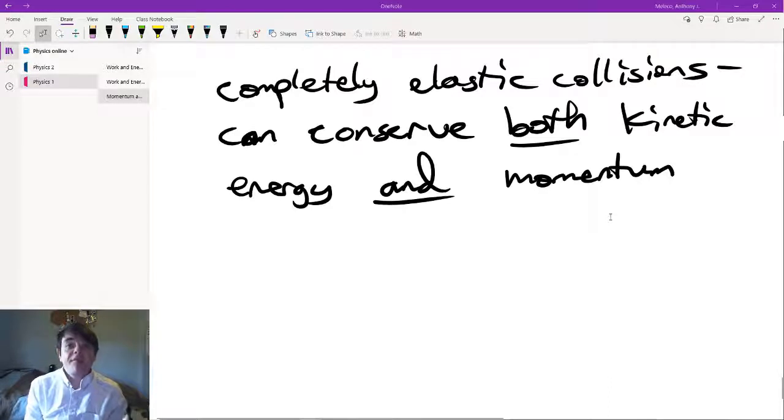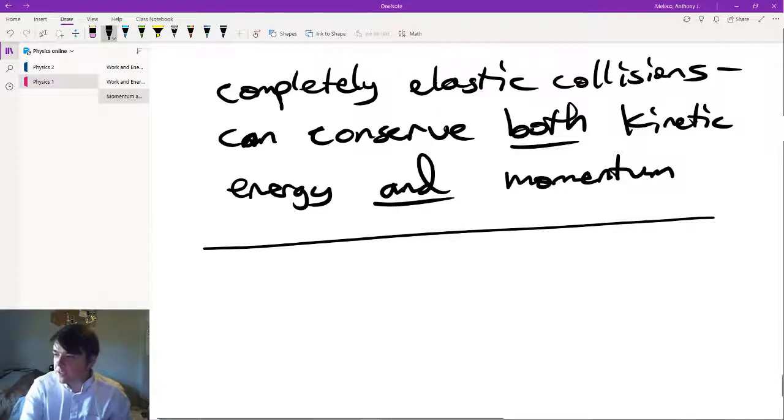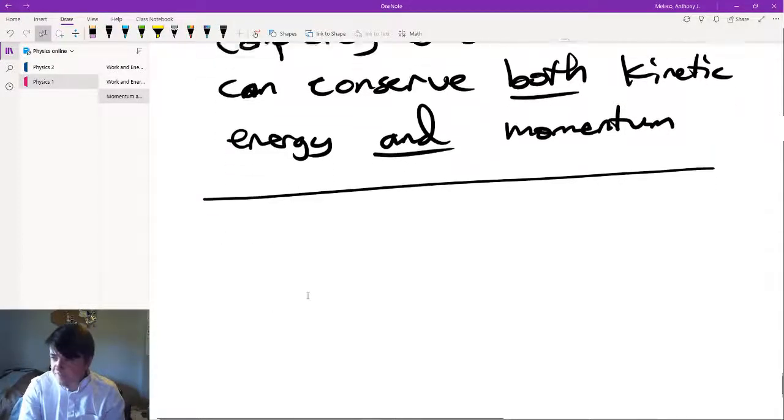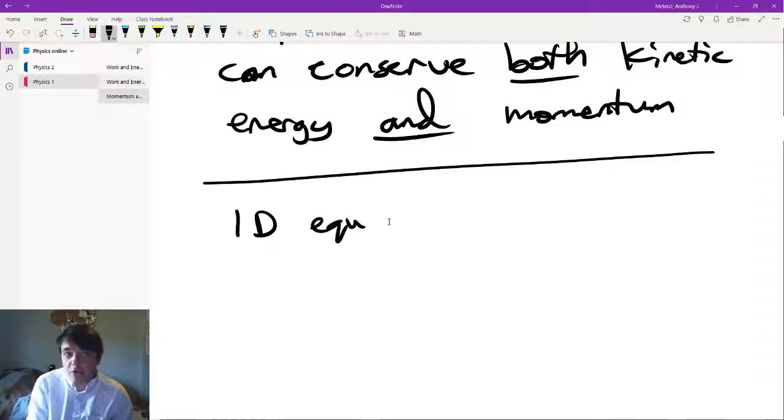Because kinetic energy is 1/2 mv squared, right? And that v squared is actually usually pretty complicated. So I'm not going to derive this stuff for you, the final elastic equation, because it's fairly long and there's a lot of math there. But you can do it if you want to. And I can show you if you want me to. Just let me know. So 1D equations.